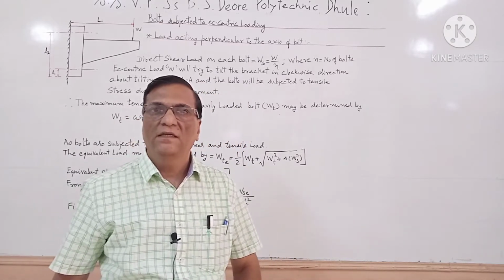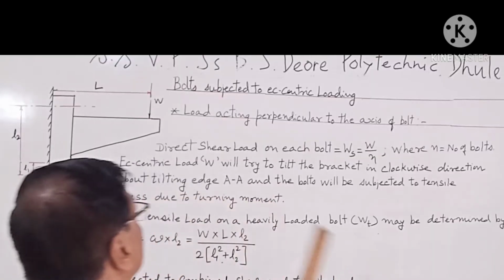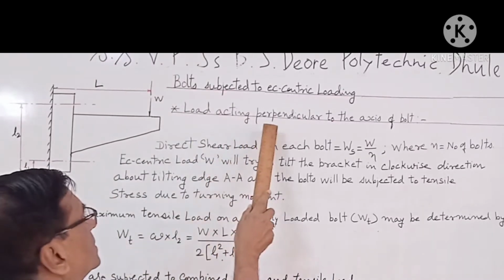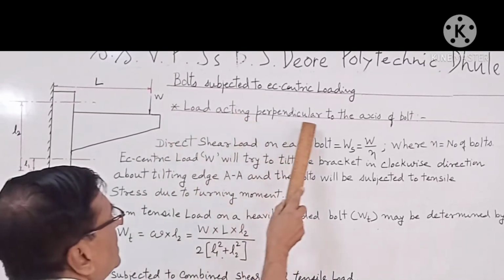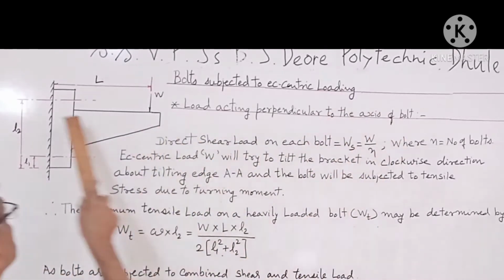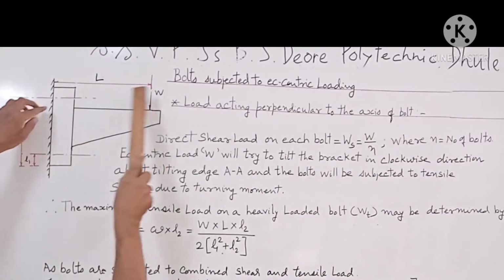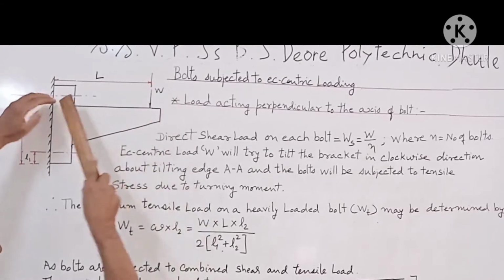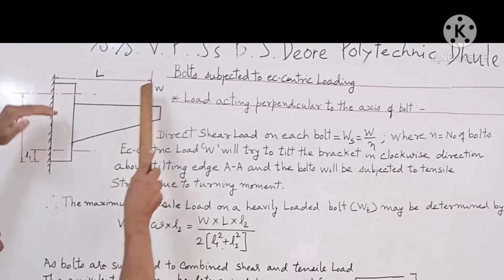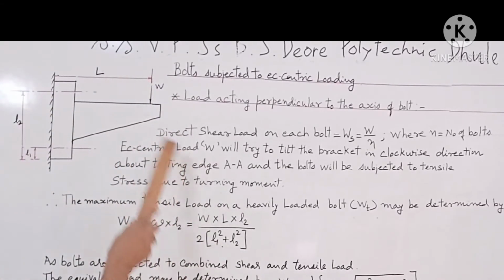We will take the second case. This is the load acting perpendicular to the axis of bolt. This is the axis of bolt and the load is acting perpendicular to the axis of bolt. This is the figure.